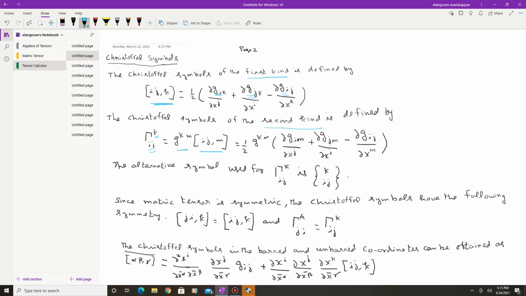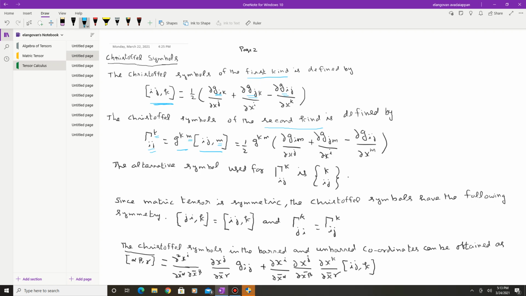The Christoffel symbols of the second kind can be expressed in terms of the first kind. So g^km times [ij, m]. Since m is repeated, that means there is a summation over it. i, j, k are free indices and m is the dummy index. So there is a summation over there.